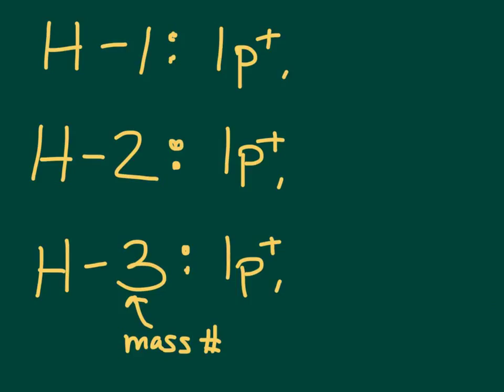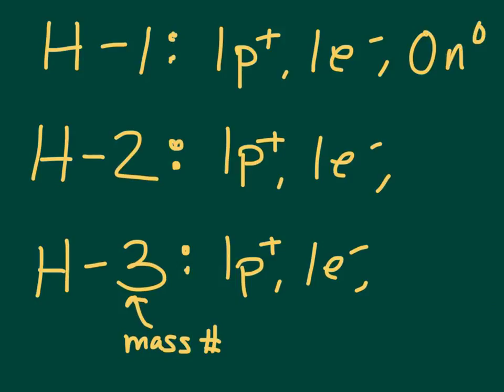And since all of these are hydrogen, they all have 1 proton. And since all of these are atoms, they're all neutral. So how many electrons do they have? 1 electron. Hydrogen 1 has a mass of 1 and 1 proton. How many neutrons does it have? 0. 1 minus 1, so 0 neutrons.